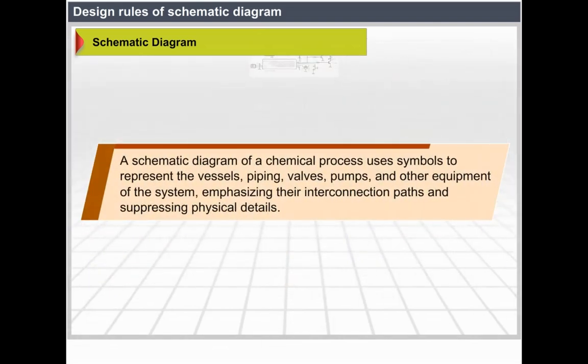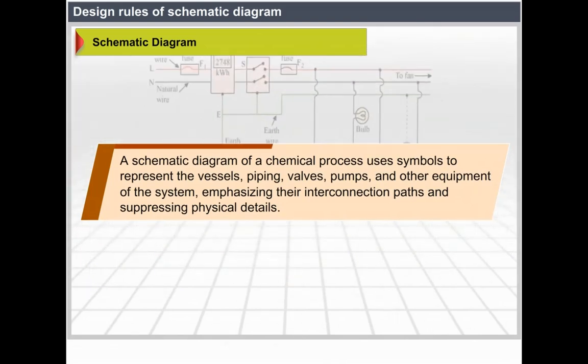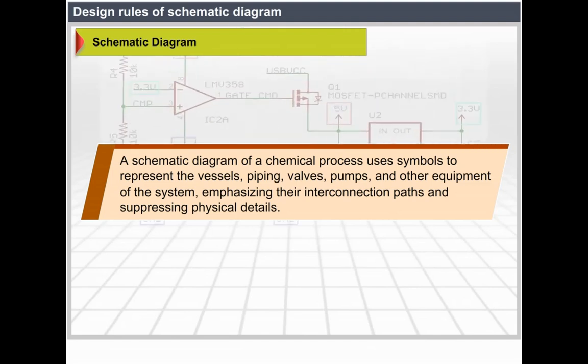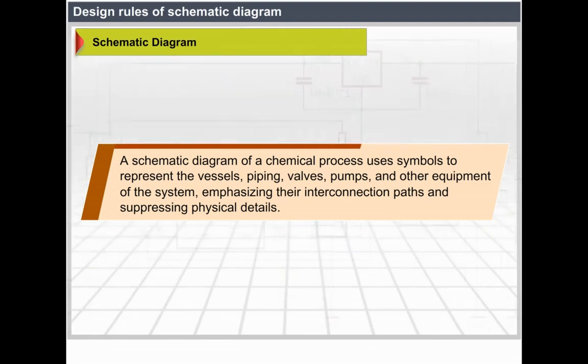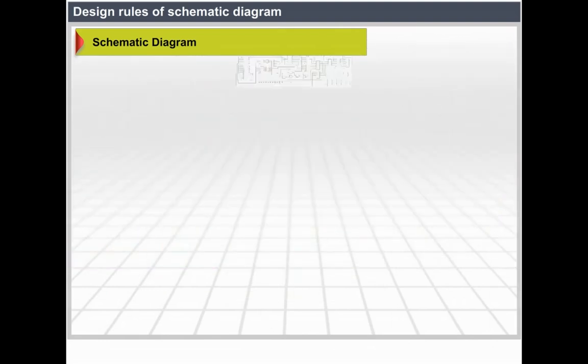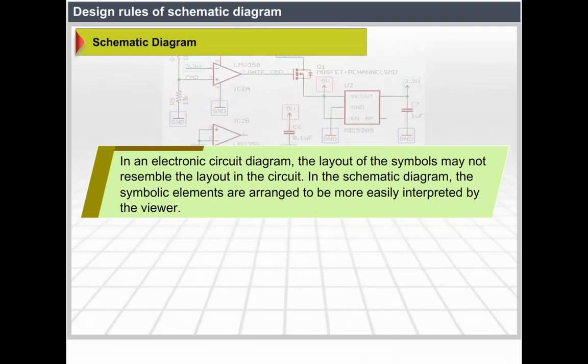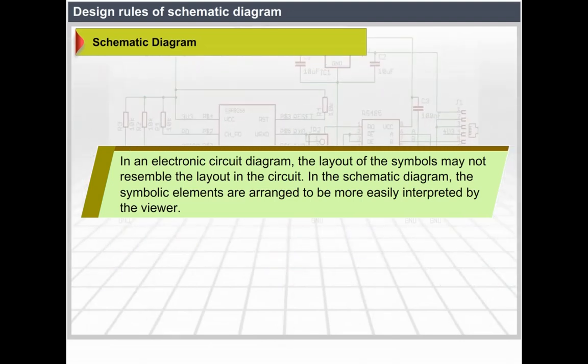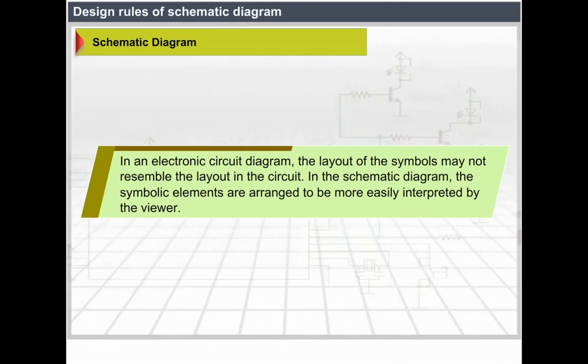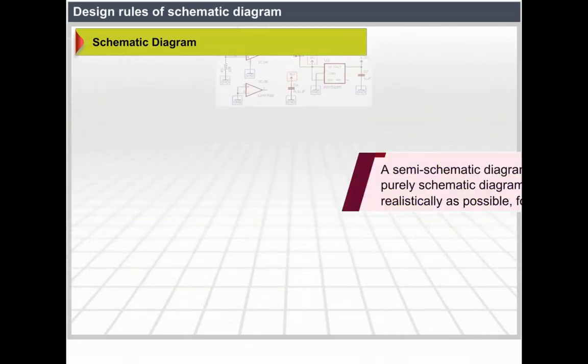A schematic diagram of a chemical process uses symbols to represent the vessels, piping, valves, pumps, and other equipment of the system, emphasizing their interconnecting parts and thus suppressing physical details. In an electronic circuit diagram, the layout of the symbols may not resemble the layout in the circuit. In the schematic diagram, the symbolic elements are arranged to be more easily interpreted by the viewer.